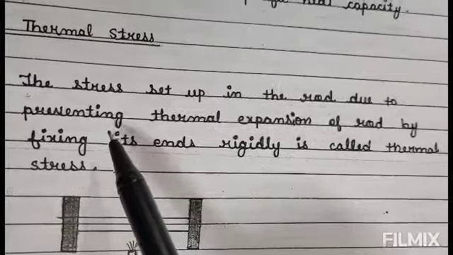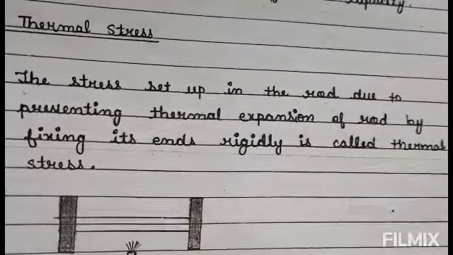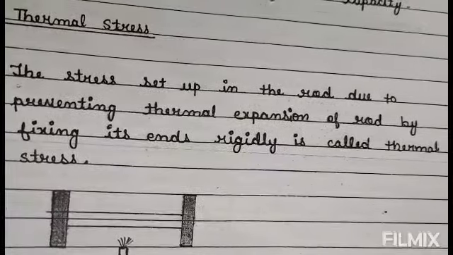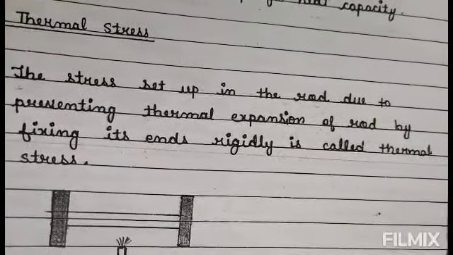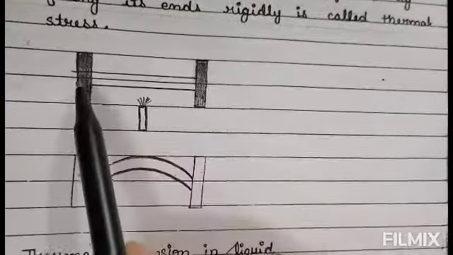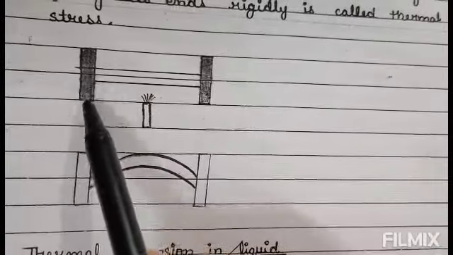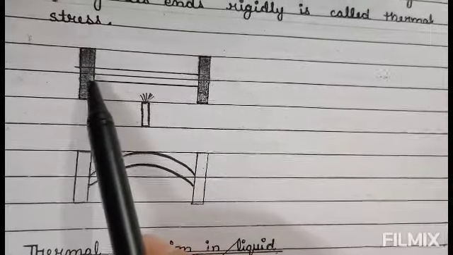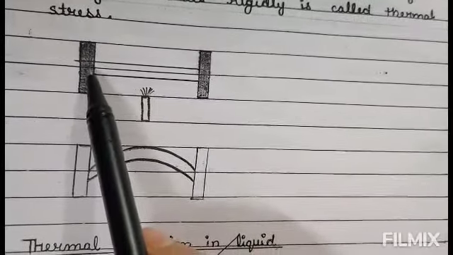Thermal stress. The stress set up in the rod due to preventing thermal expansion of the rod by fixing its ends rigidly is called thermal stress. You can find here a solid rod with its two ends connected to rigid supports. That means if expansion takes place, there will be no space to set the length of this rod.